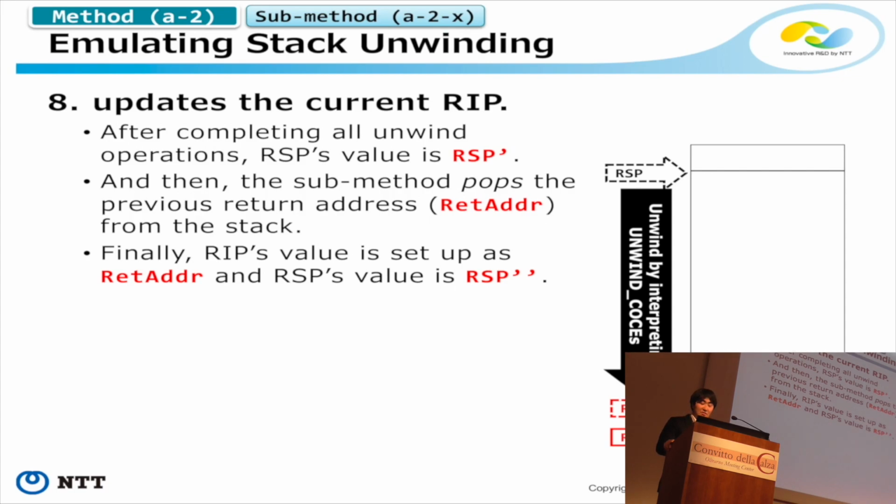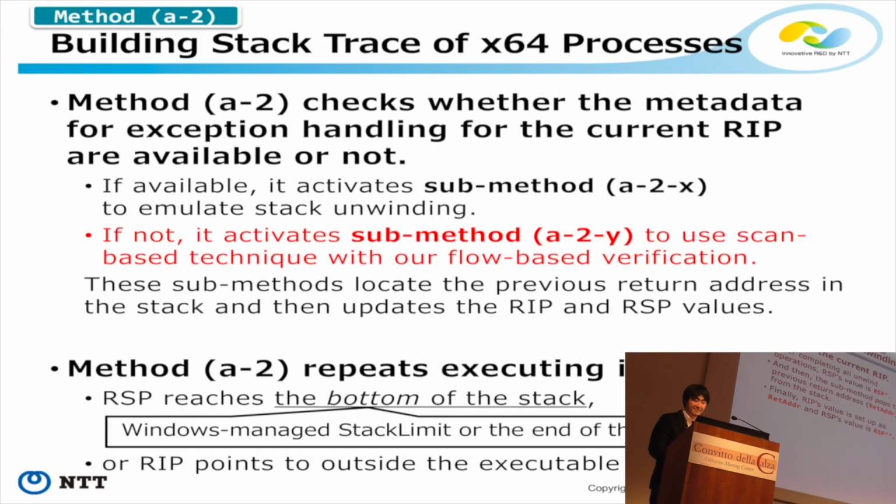After completing all unwinding operations, RSP points here, and then the sub-method pops the previous return addresses from the stack. So by this method, we can get a return address if the metadata is available.